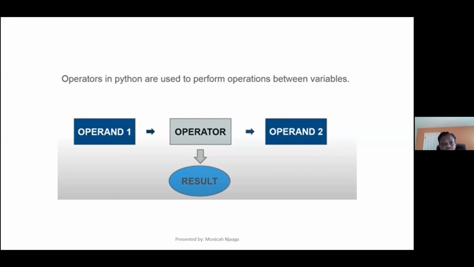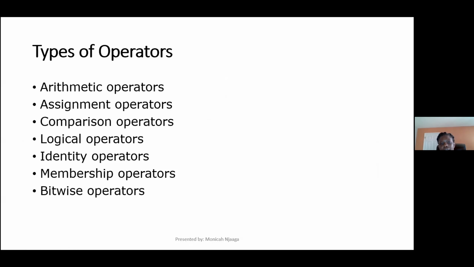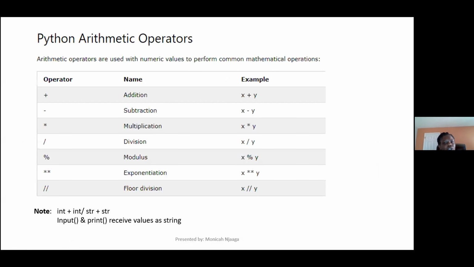So with operators, what are the different types of operators? We have arithmetic, and as the name suggests, this is all mathematics for all of us who love math. And then there's assignment, comparison, logical, membership, identity, and bitwise. On my next slide, they are just listed, and we'll go over each one of them one by one, so at least you can get an idea of what exactly each one of them is.